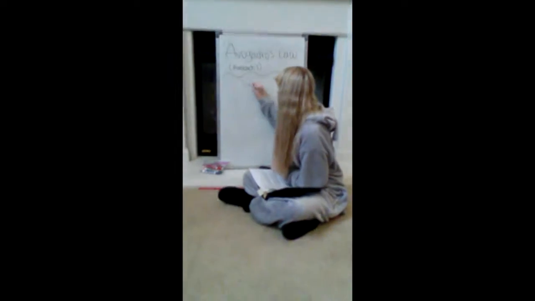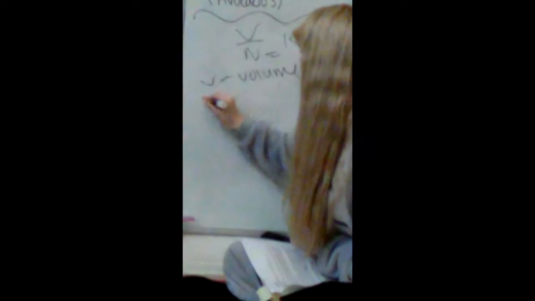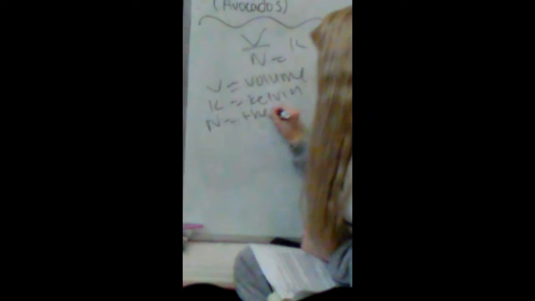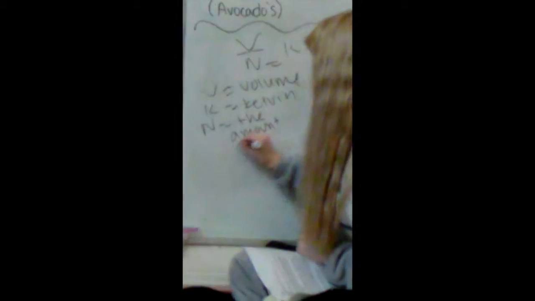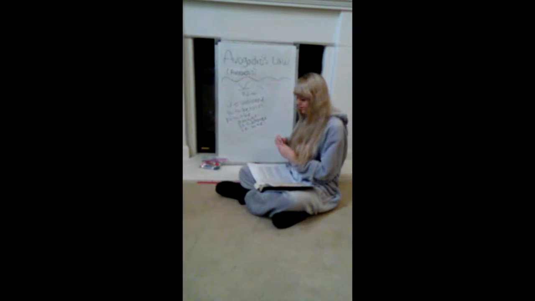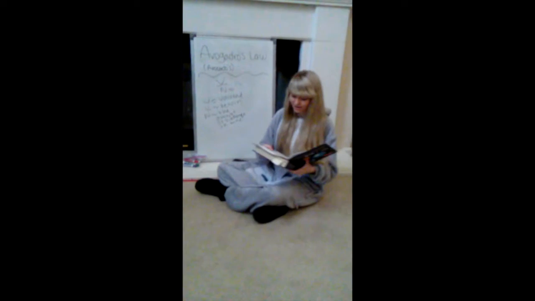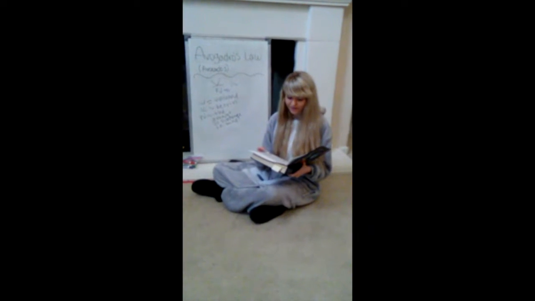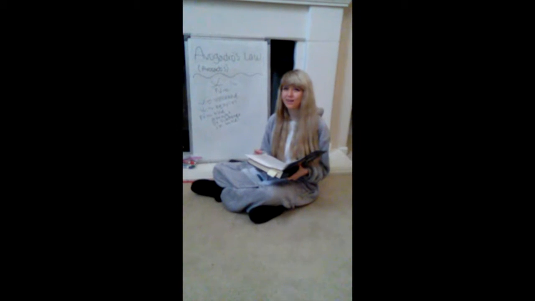Another gas law is called Avogadro's law, or simply put, Avocado's law, because it's easier to remember that way. This law is written as V over N is equal to K, where V is equal to volume, K is equal to Kelvin, and N is equal to the amount of substance in moles. This law states that the volume occupied by an ideal gas is directly proportional to the number of molecules of the gas present within the container.